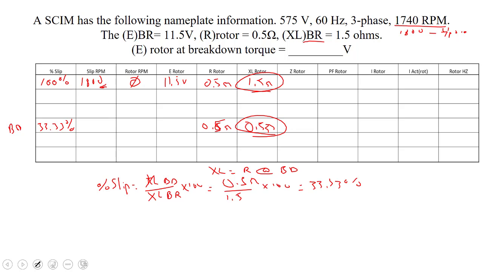Now all we have to do is see what our voltage is at 33%. We know that it's directly proportional to our percent slip. So the E of the rotor is going to be equal to E blocked rotor times our percent slip. That would be 11.5 times 33.33%. That's going to work out to be about 3.83 volts.